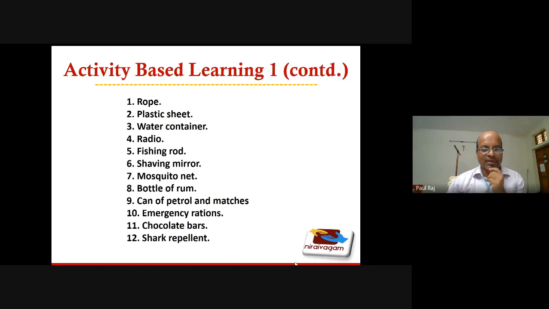That has not come first, because that is the last thing. Nobody has chosen mosquito net, I suppose, right? Because in the sea, I don't think there will be mosquitoes. And nobody has chosen other things, which are important only. Shark repellent, okay, but not that important. Emergency rations, nobody has chosen.